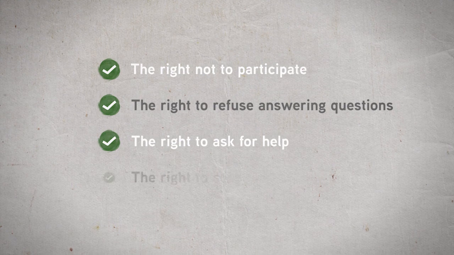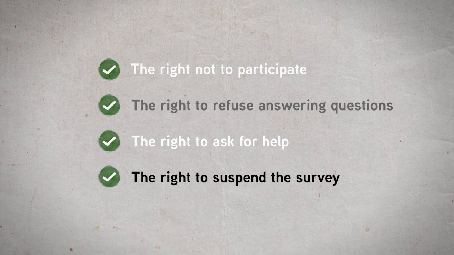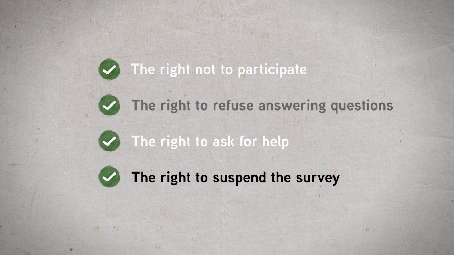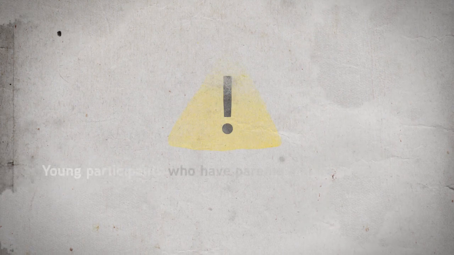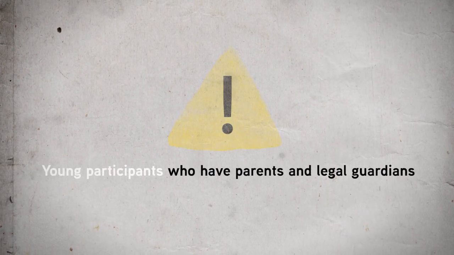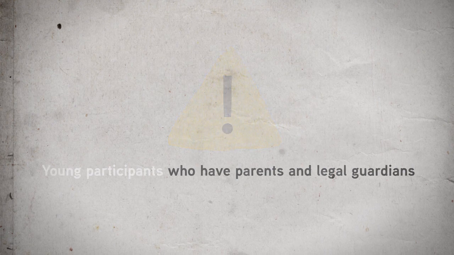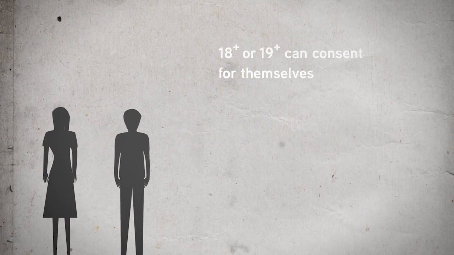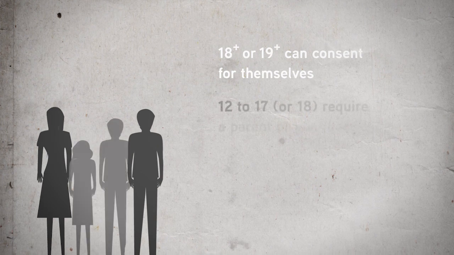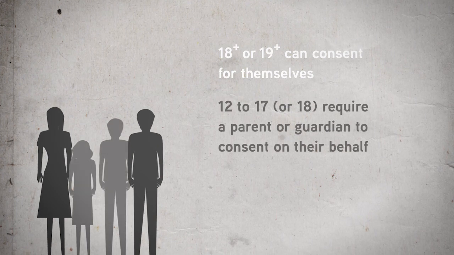If the participant needs to stop or suspend the survey and finish at a later time, the informed consent procedure is not repeated. Finally, one of the more important elements of consent has to do with young people who have parents or legal guardians. Typically, adults who are 18 or 19, depending on the region, can consent for themselves, but youth and children require a parent or guardian to consent on their behalf.